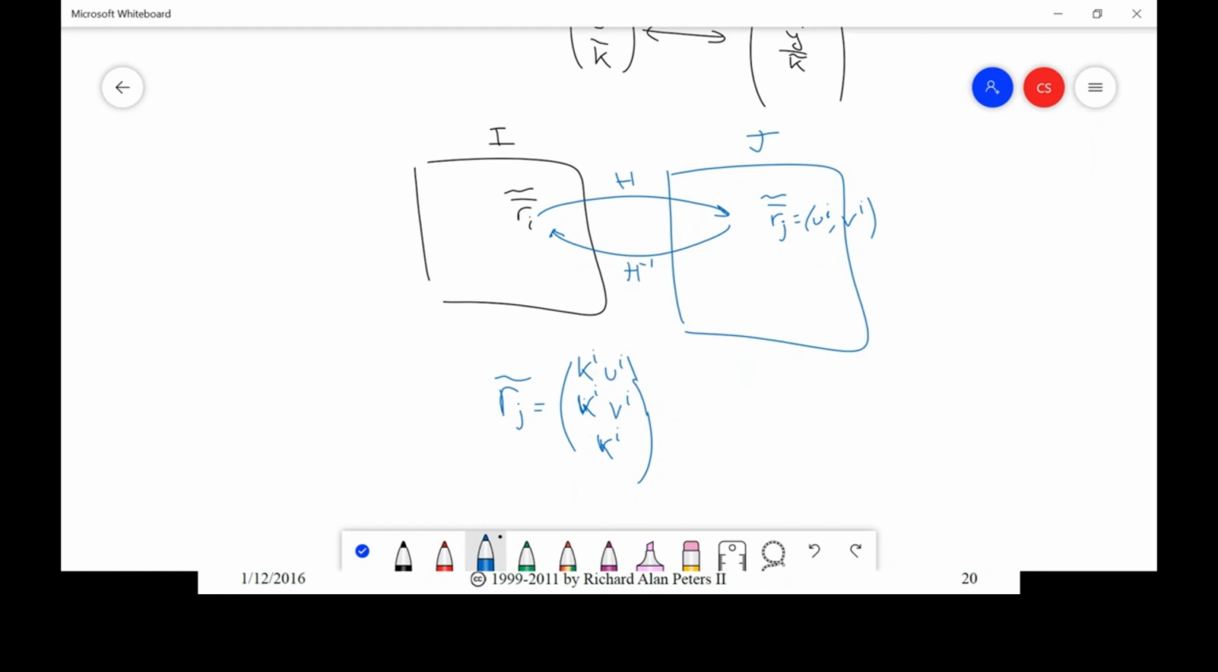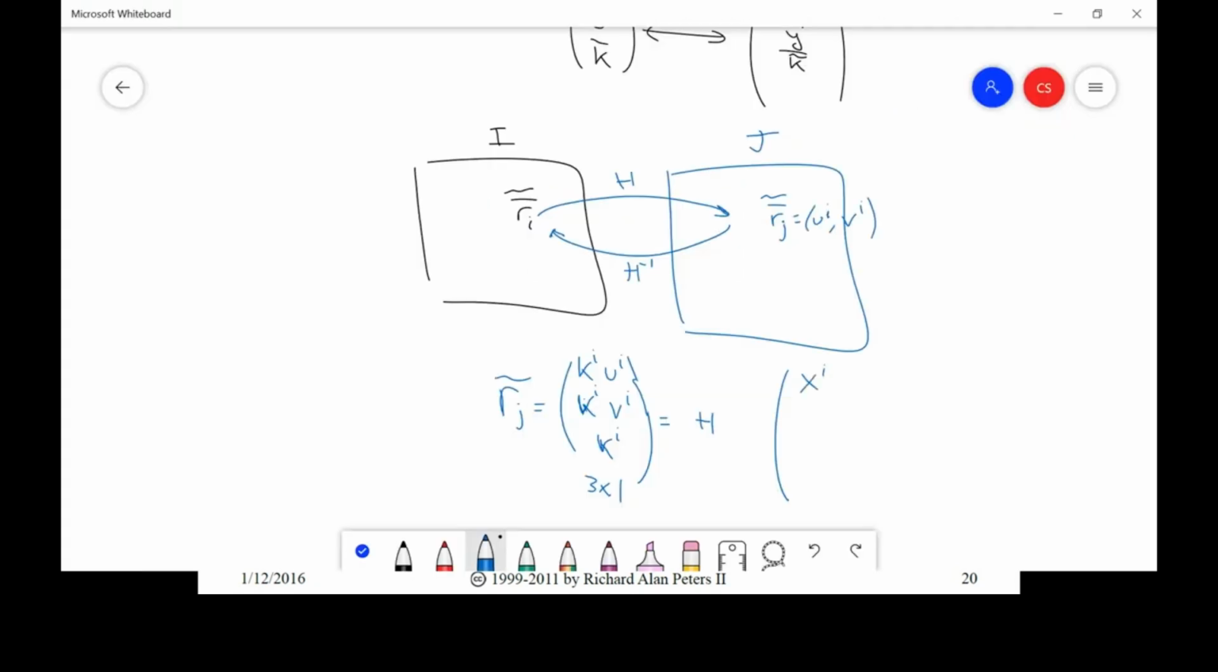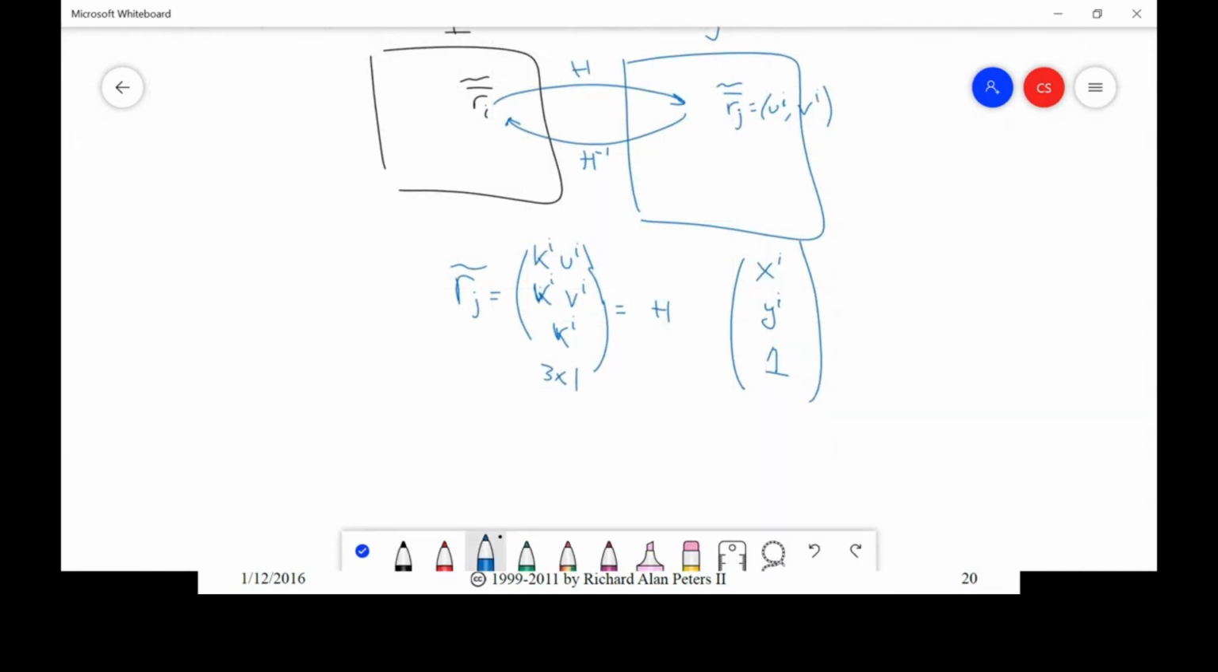This is a 3 times 1 vector, and it is equal to A times this coordinate in H_i, which is x_i, y_i, and 1. Again, this is a 3 times 1 vector. So this matrix A is now 3 times 3, and I have much more freedom than before. Before, we only had 2 values to fiddle with, so I could only fine tune 4 values. Now I have 9 values to tune, so I can construct richer transformations. You see?